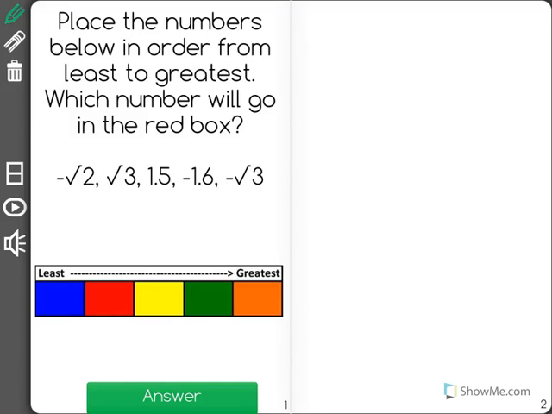Place the numbers below in order from least to greatest. Which number will go in the red box? Now we have all these different numbers, and I'm going to list them over here because we're going to have to find out their decimal equivalents.